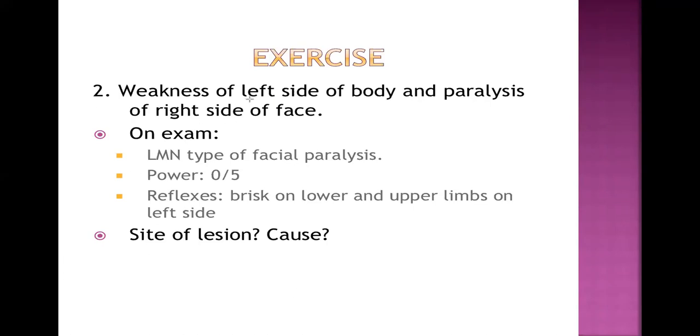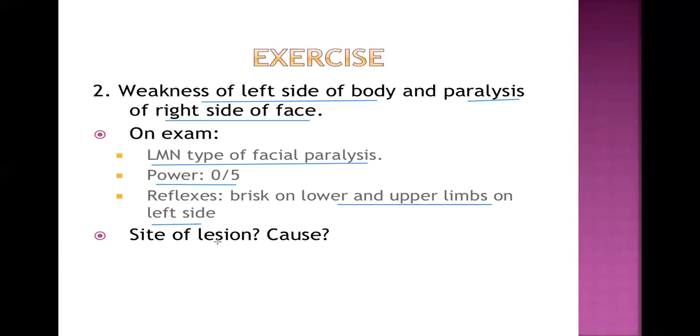Now here there is weakness of the left side of the body, okay, and there is also paralysis of the right side of the face. Now see this, the face is paralyzed on one side, the body is paralyzed on the other side. So clearly this is a case of crossed hemiplegia. On examination, there is lower motor neuron type of facial paralysis, power in the limbs is 0, and reflexes are brisk in the lower and upper limbs on the left side wherever there is paralysis. So this is a very clear-cut case. So where is the site of the lesion?